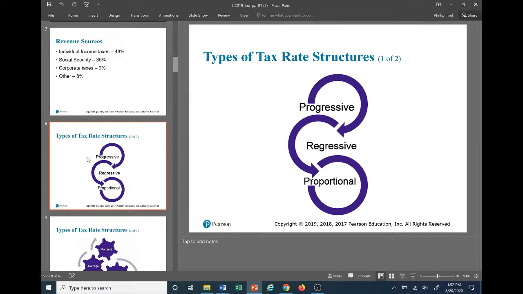Little more on the regressive tax. This is going to be a little bit of a less one. And as you can see here, the progressive one's the highest, the regressive's in the middle, and the proportional is going to be the lowest here.